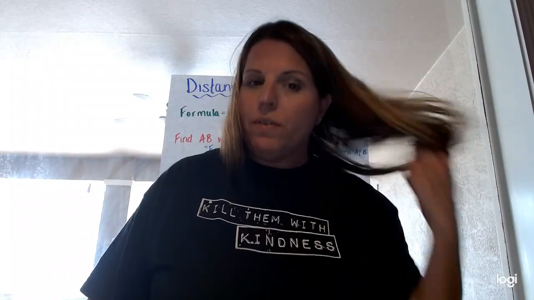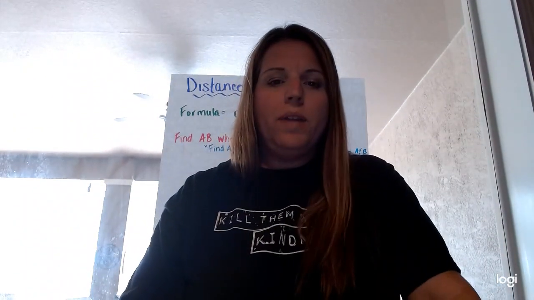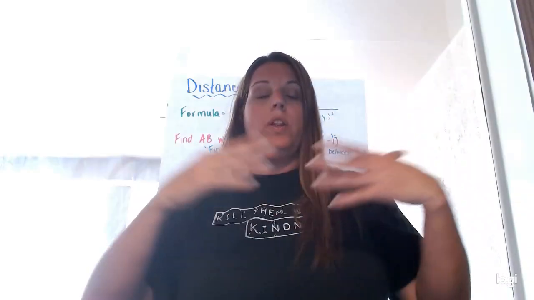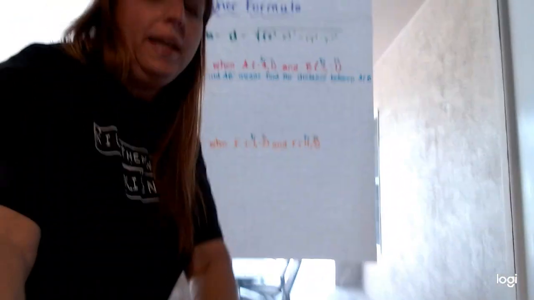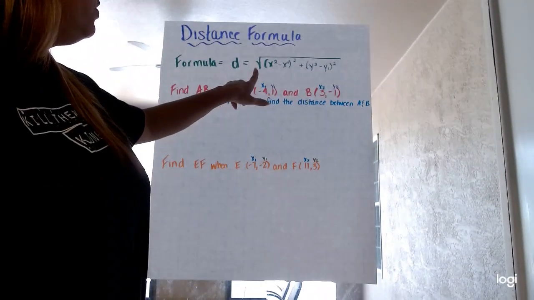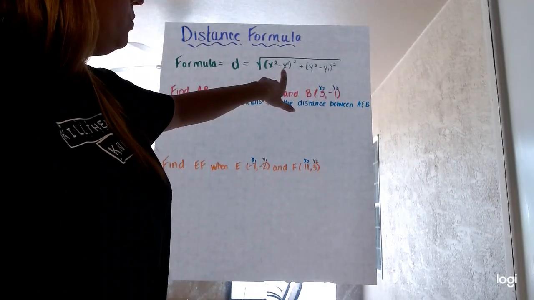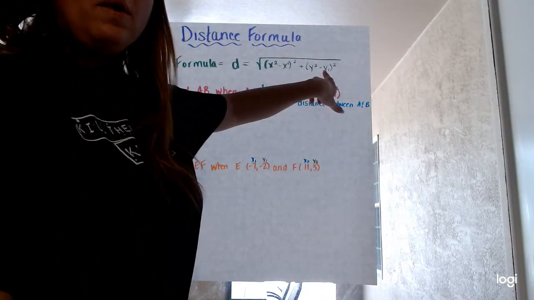We are going to talk about distance. Last week, if you remember, we did a little bit with midpoint, which was the middle point in between 2 points, and today we're doing distance. So basically all distance is the length between the 2 points. And the formula for distance is right here. Distance equals the square root of (x2 minus x1) squared plus (y2 minus y1) squared.